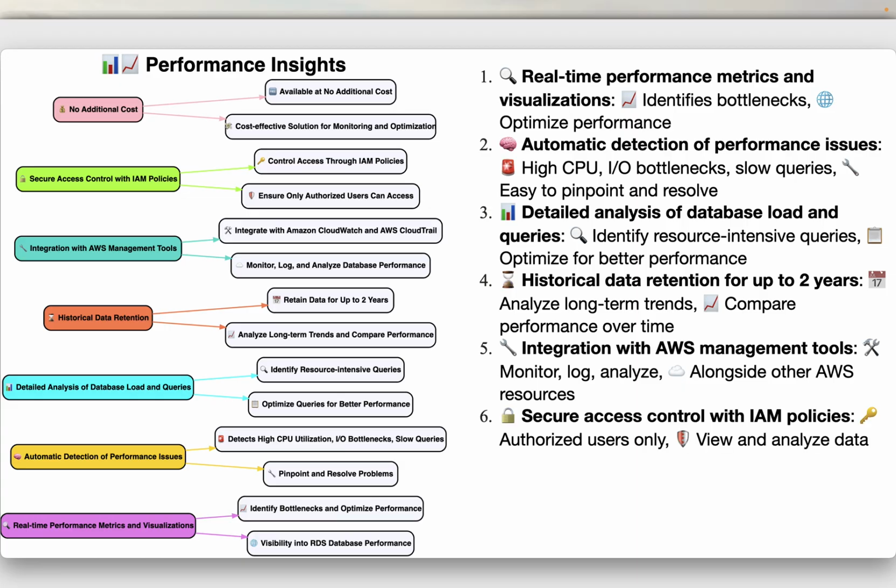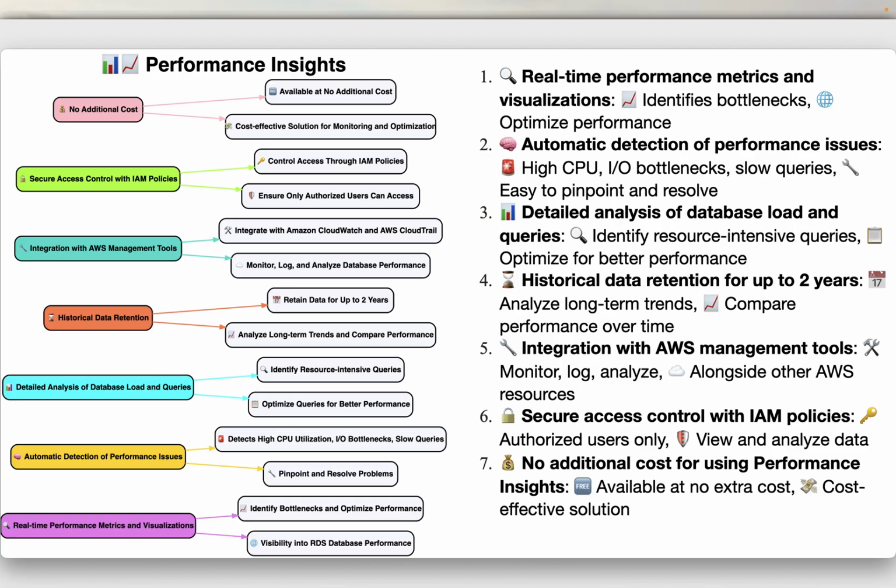Sixth, secure access control with IAM policies. Access to Performance Insights is controlled through AWS Identity and Access Management policies, ensuring that only authorized users can view and analyze performance data. Seventh, no additional cost for using Performance Insights. Performance Insights is available at no additional cost for supported Amazon RDS database engines, which makes it a cost-effective solution for monitoring and optimizing.